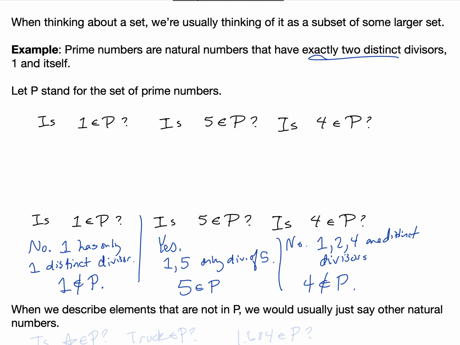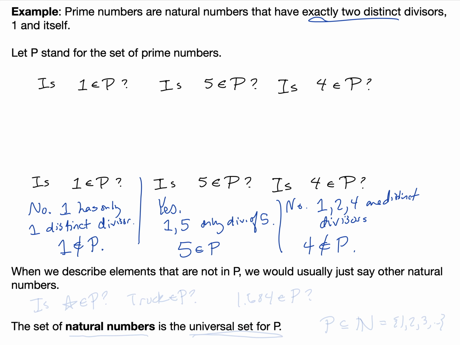But when we are asking questions like this, we would just usually say other natural numbers. So we wouldn't normally say, is star an element of the prime numbers, or is truck an element of the prime numbers, or even is 1.684 an element of the prime numbers. These are all questions we could ask, and the answer to each of those is no. But typically when you ask, is this prime? Is 37 prime? Is 45 prime? Etc. Usually we're really thinking of this universal set that's sort of understood for the prime numbers.